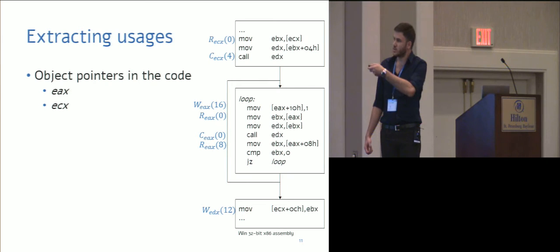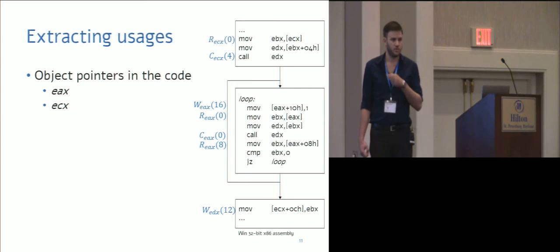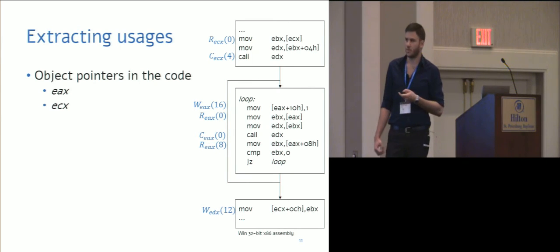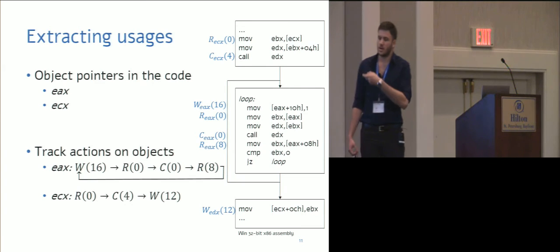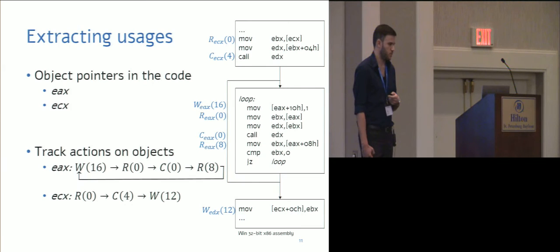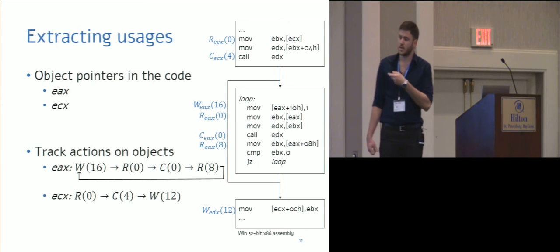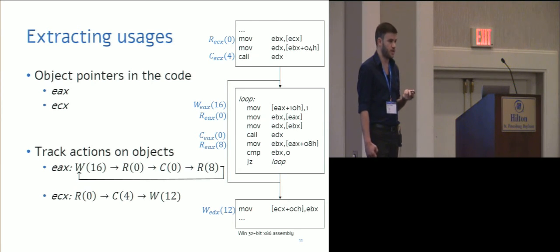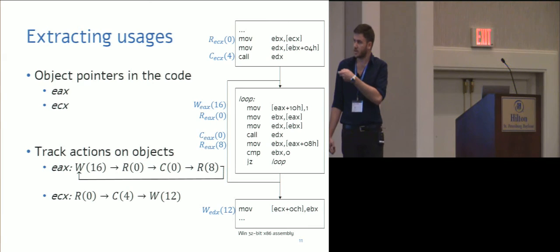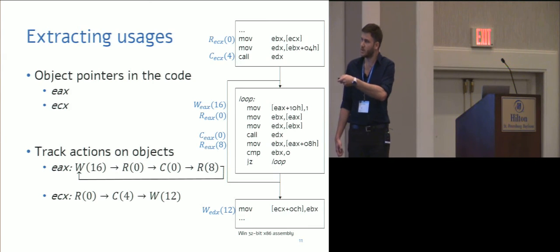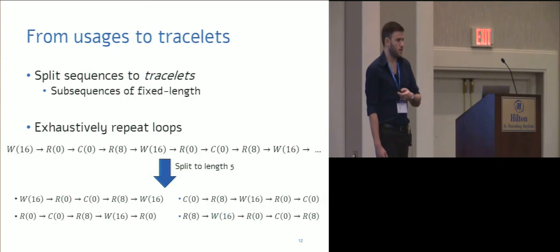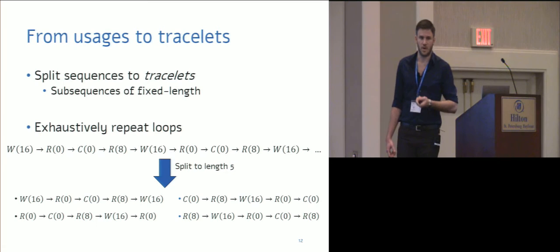And using these actions and the control flow of the program, we can get the usage profiles for each of the objects, and we get what we see on the slide. And the interesting one to focus on in this case is the one for the object pointed to by EAX. Now, because EAX is used in a loop, what we get is a sequence that is potentially unbounded.